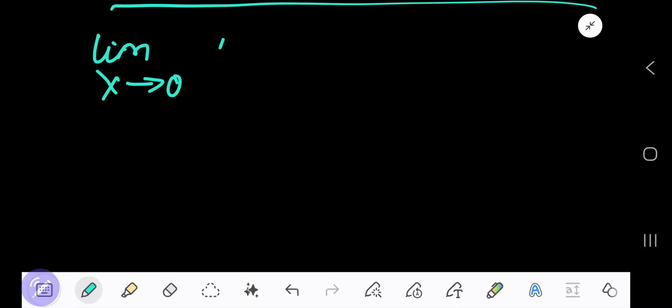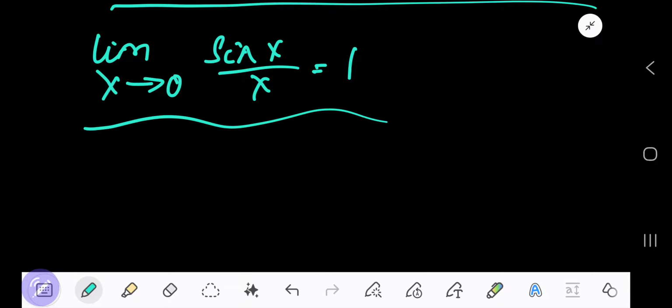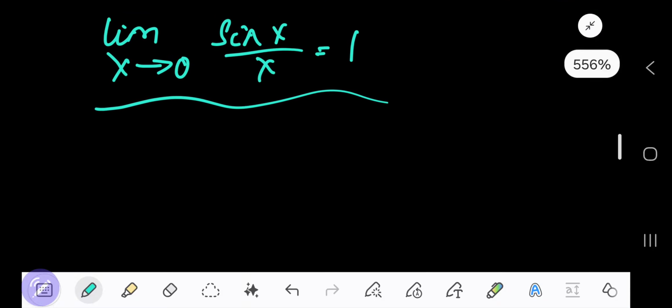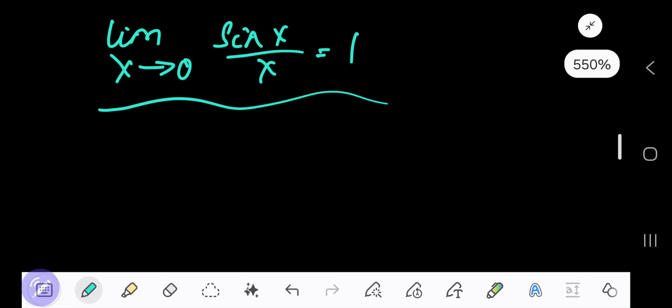As you might recall from before, I said that the limit as x approaches 0 of sine x over x is equal to 1. Why does this equal 1? When I explain this, you should know that there are explanations for all the trigonometric laws which I just told you. All explanations are like this.